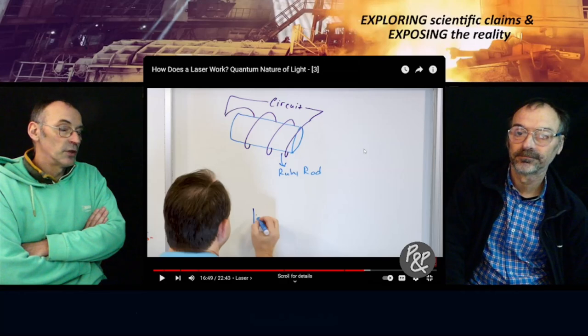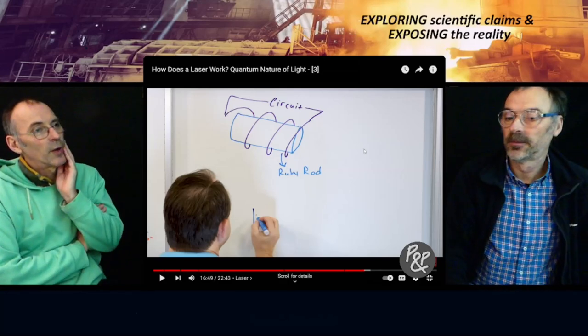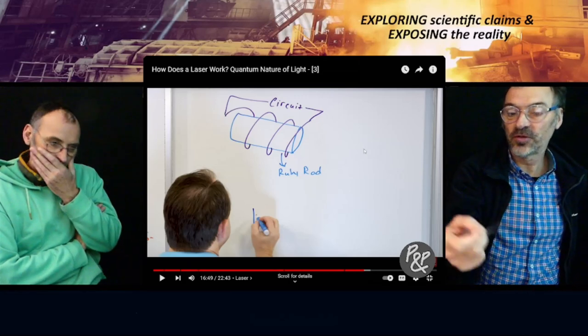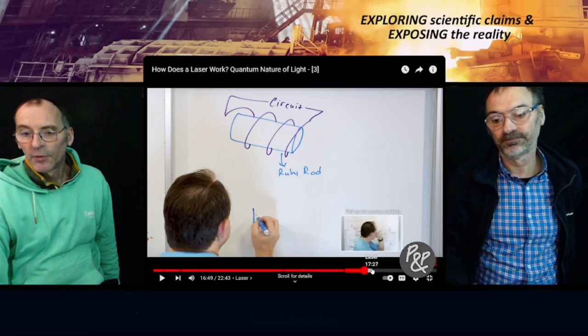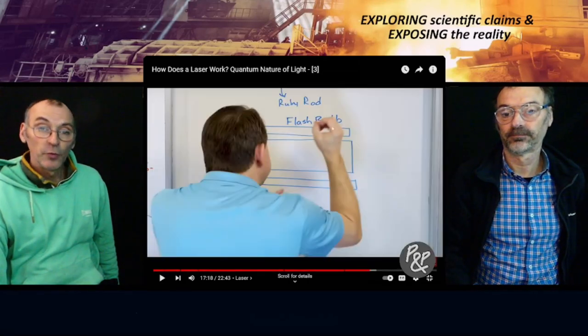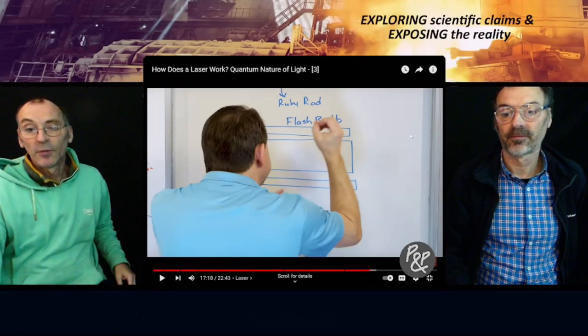Basically, yeah. So you've got your white light. Weren't we going to talk about white light? Yeah, the circuit produces white light, which then goes through the ruby, which turns it to red. Absolutely. Because we think it's the ruby that actually creates the red light of a laser.